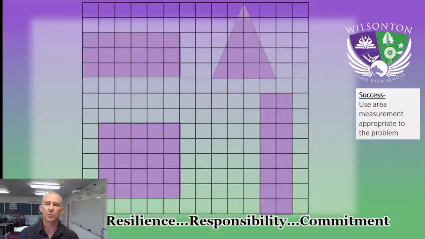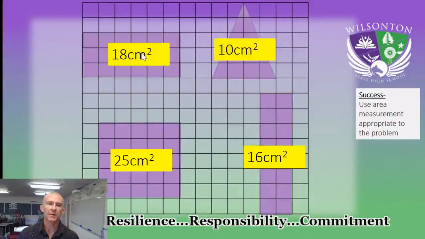Okay, here we've got some more shapes for you. So go ahead and work out the area of those shapes. Just quickly pause the video and write down the area of those 4 shapes. Okay, bring up the answers for those. We have 18 centimetres squared for the rectangle there. We've got 25 centimetres squared, 16 centimetres squared, and for the triangle, I estimated roughly about 10 centimetres squared. So if you have 9, 10 or 11 centimetres squared, you're pretty well on the ball there.